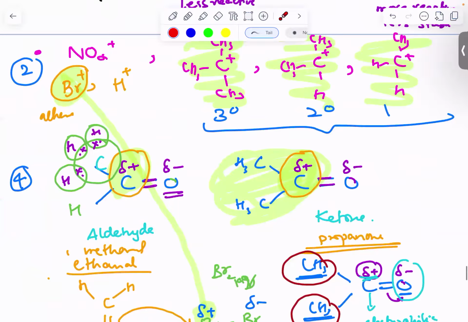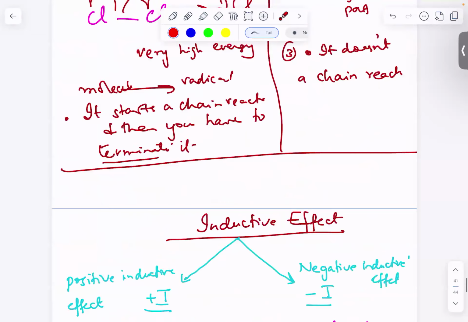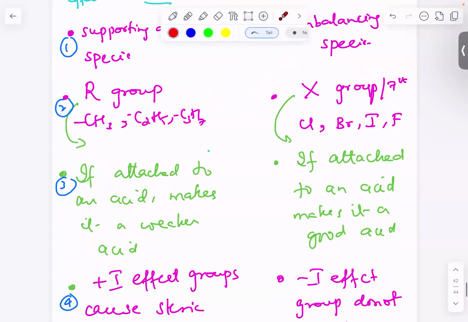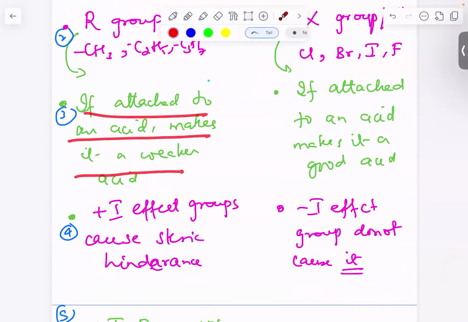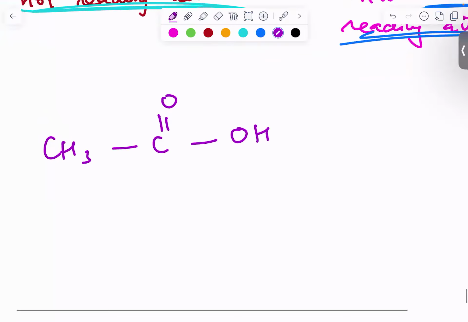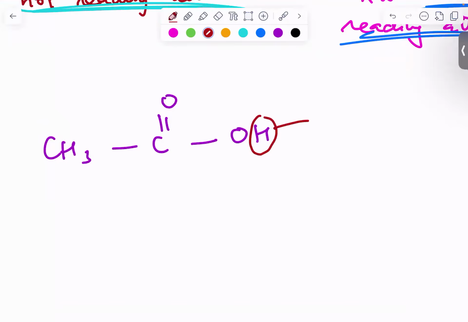I am now satisfied that you know about the inductive effect as well. However, one point about the negative inductive effect which is not discussed right now is acidity, right? Now have a look. Let's suppose I have CH3, C double bond O, OH. This one is an acid, right? You know that it's a weak acid, right? Now, when this hydrogen is donated as a proton, then it becomes a good acid.